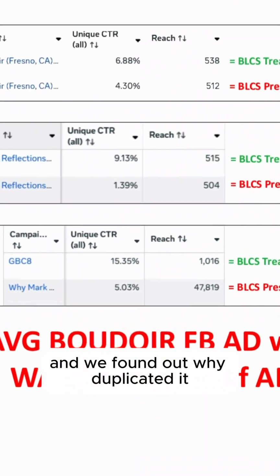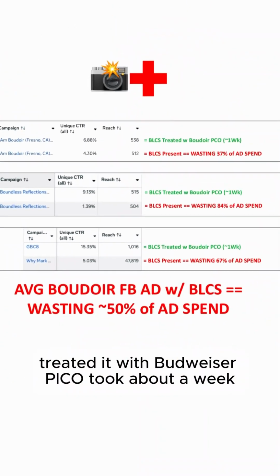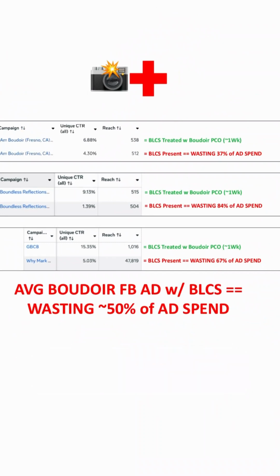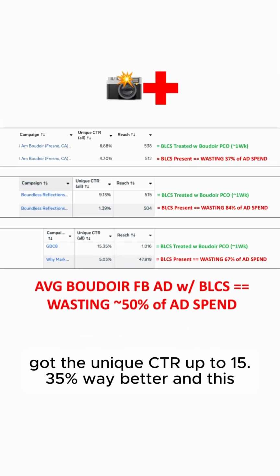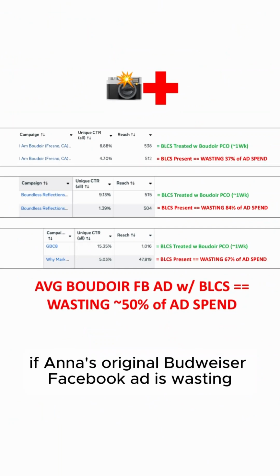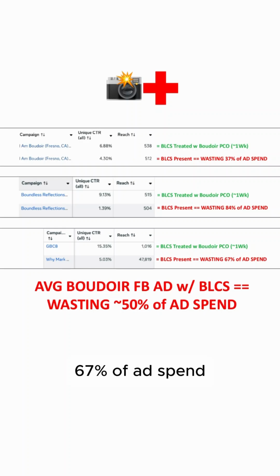And we found out, well, I duplicated it, treated it with Boudoir Pico, took about a week, got the unique CTRL up to 15.35%. Way better. And this one's insanely good. So we found his original Boudoir Facebook ad is wasting 67% of ad spend.